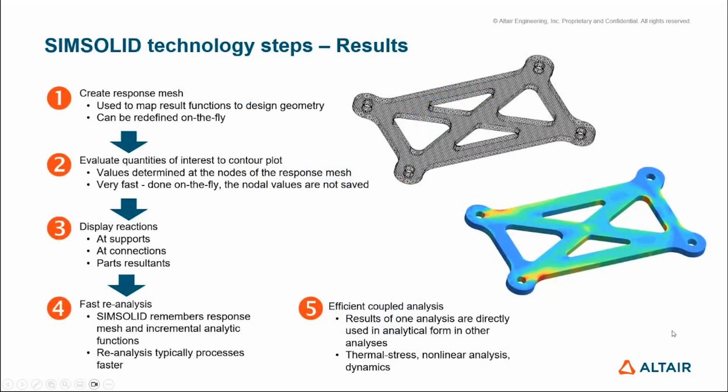So what are the steps when doing the extraction of results? This is important. Create response mesh, used to map results to design geometry, can be redefined on the fly. So you can see the results have been mapped to the various features here, the radii, the holes, values determined at nodes, but that's obviously pseudo nodes of the mesh. And again, it's not a mesh defined by the user, it's a mesh defined internally by the software.